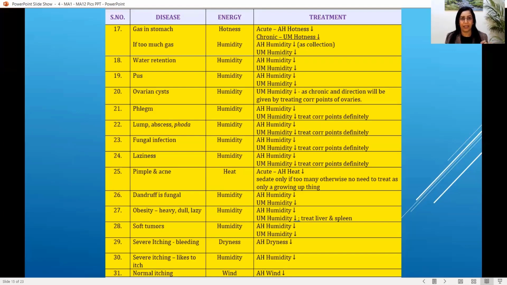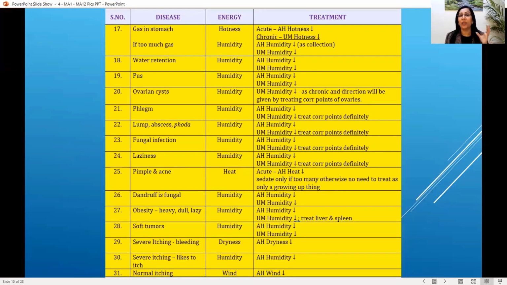Then ovarian cysts. Now, cysts are also collection, a soft collection. Anything that is a soft collection comes under humidity. Anything that becomes very hard goes into dryness energy. So ovarian cysts are usually soft collections, and these are usually chronic because they happen all the time. First, you sedate the spleen and pancreas meridian and apply corresponding seeds on corresponding points of the ovaries.